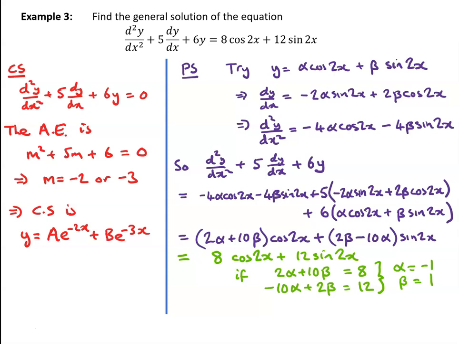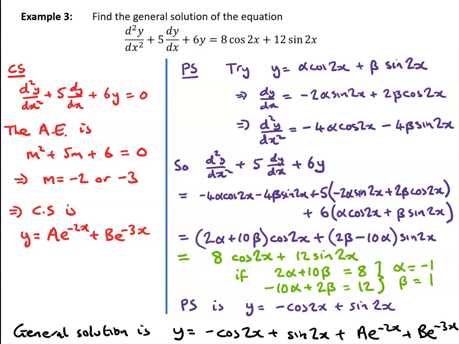So we have a particular solution of y equals minus cos 2x plus sine 2x. The general solution is simply the particular solution plus the complementary solution. So the general solution is y equals minus cos 2x plus sine 2x plus a e to the minus 2x plus b e to the minus 3x.